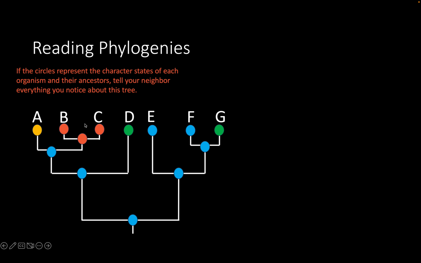You might notice that B and C have orange, and it looks like their ancestor was orange. So this is some kind of derived trait that B and C have. You can see that D and G are both green, but their ancestors weren't green. So this is a case of convergence. You can see that E and F are just maintaining that ancestral trait. It started blue, they've just stayed blue. And then A has developed some brand new characteristic that's yellow.